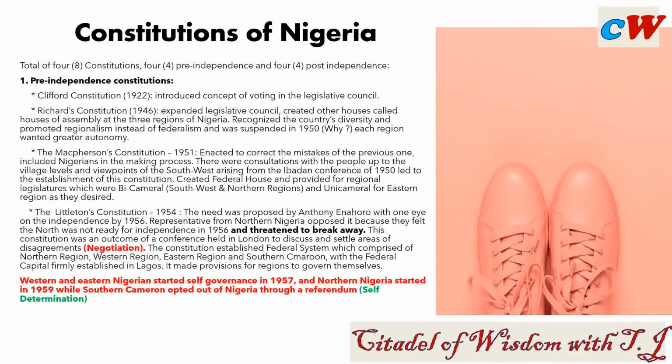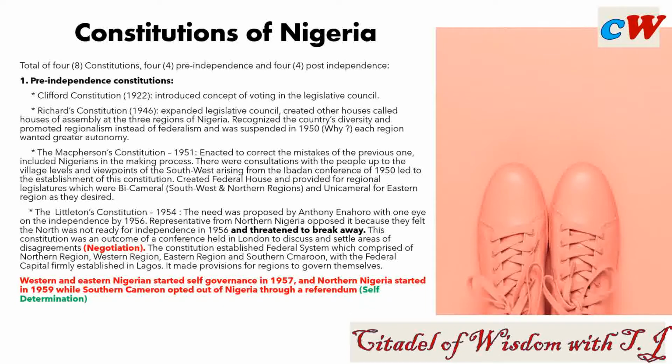As part of the outcome of that negotiation, which brought about that constitution, regions were allowed to govern themselves. The Western and Eastern regions started their self-governance in 1957, and the Northern region began to govern themselves 2 years after. That's 1959.